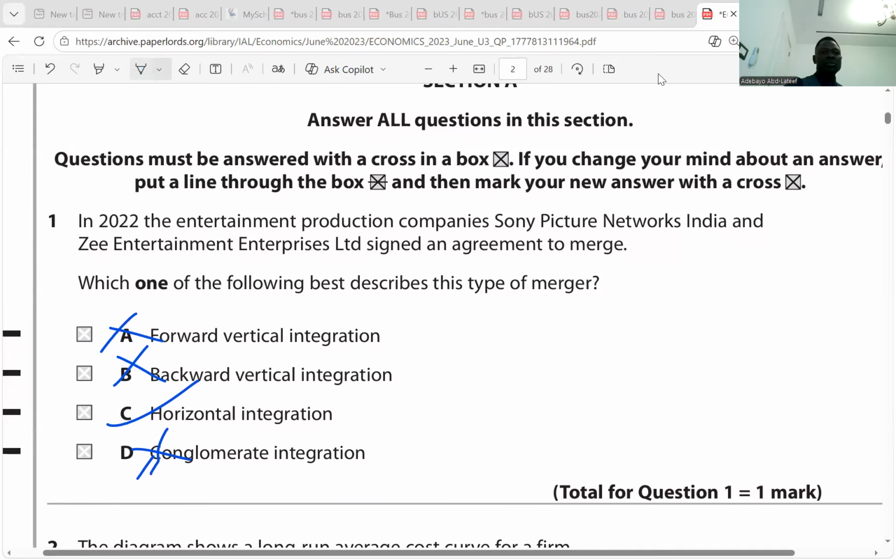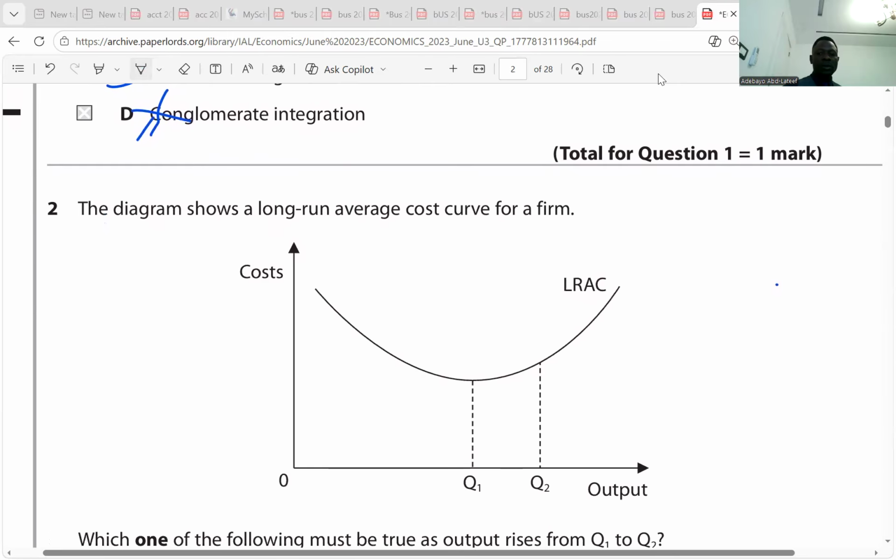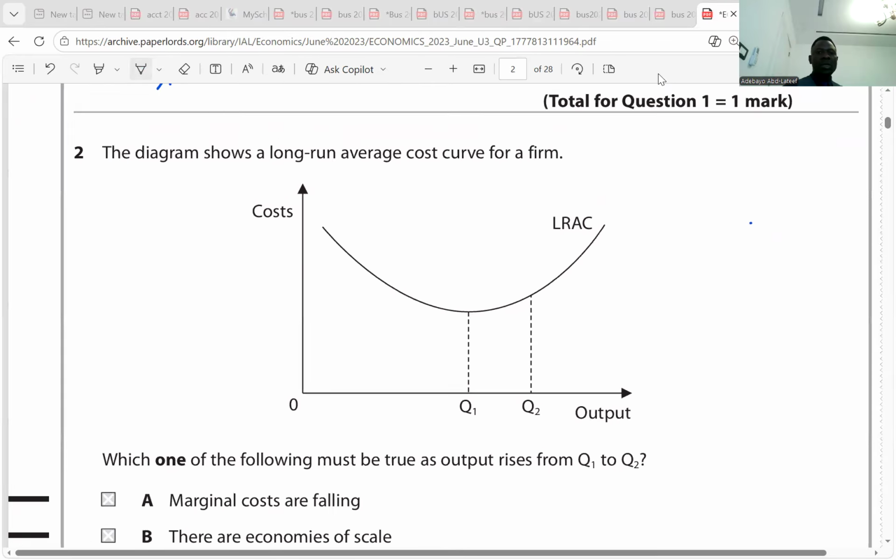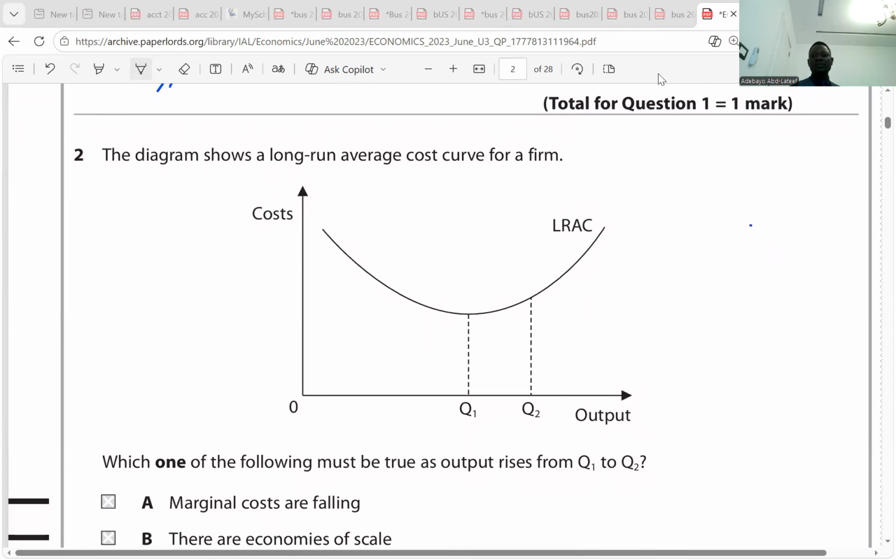So go to question 2. For question 2, they said the diagram shows a long run average cost curve for a firm. Which one of the following must be true as output rises from Q1 to Q2? So first, the analysis of this graph. At this point, this is the minimum. This is the optimum level. That's the minimum of the AC.